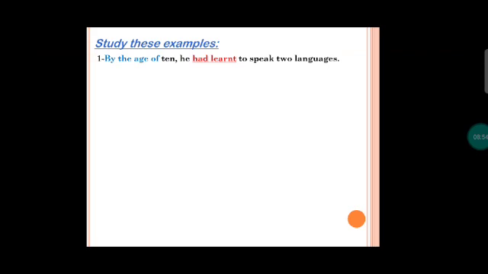Study these examples. By the age of 10, he had learned to speak two languages. Here we have two past actions. By the age of 10 means before he reached the age of 10. This is past time. Which happened first? He had learned it first, before he reached the age of 10. So he had learned to speak two languages. That's the action that happened first, and then we have to put it in the past perfect tense. Subject had plus past participle.